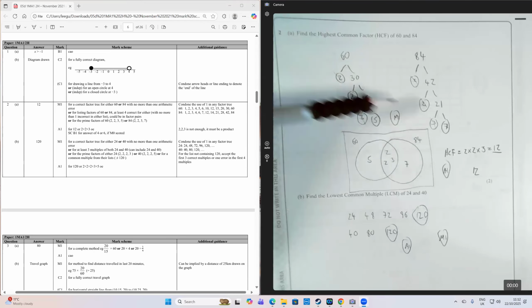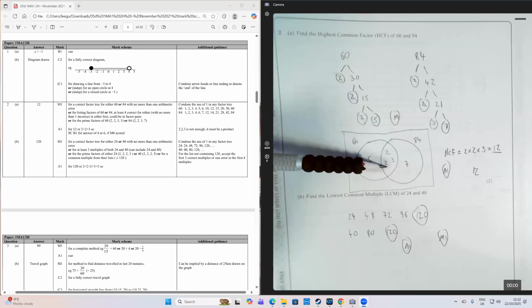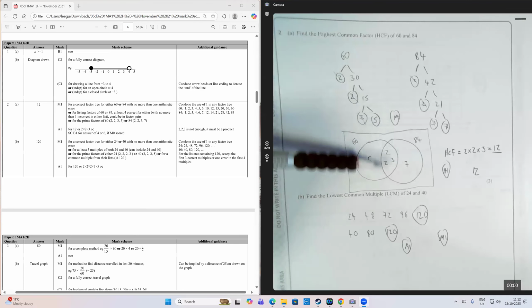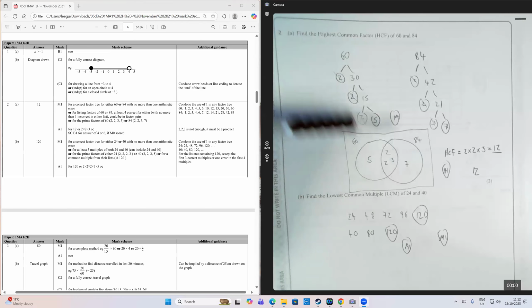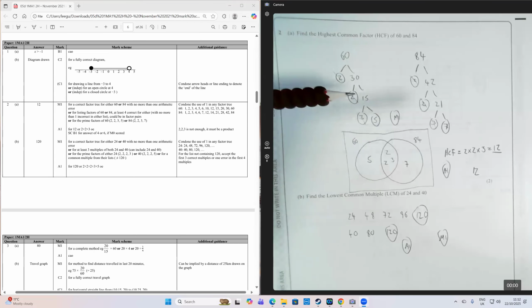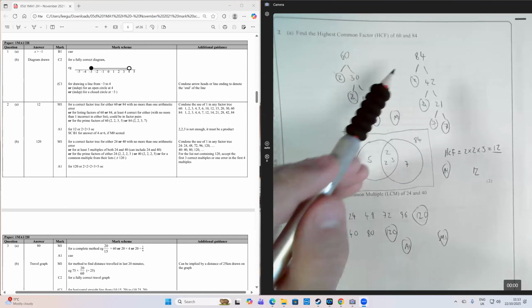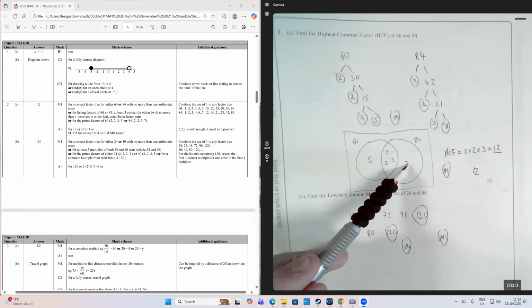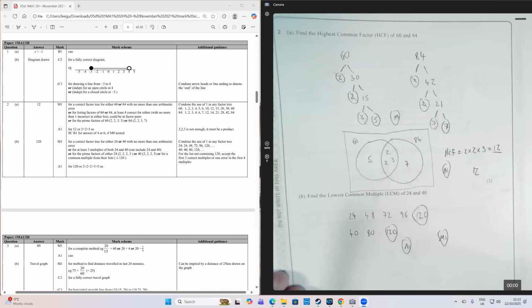We've got another 2 there and another 2 there, so a 2 can go in the middle. We've got a 3 there and a 3 there, so a 3 can go in the middle. So we've used up a 2, 2 and a 3, a 2, 2 and a 3, and it can only go in the middle if it appears in both, if it's a prime factor of both of them. Then whatever's left, in this case for the 60, we just have the 5 left, so we put that on the outside. And in the case of the 84, we just have 7 left, so we put that on the outside as well. And that's our Venn diagram done.